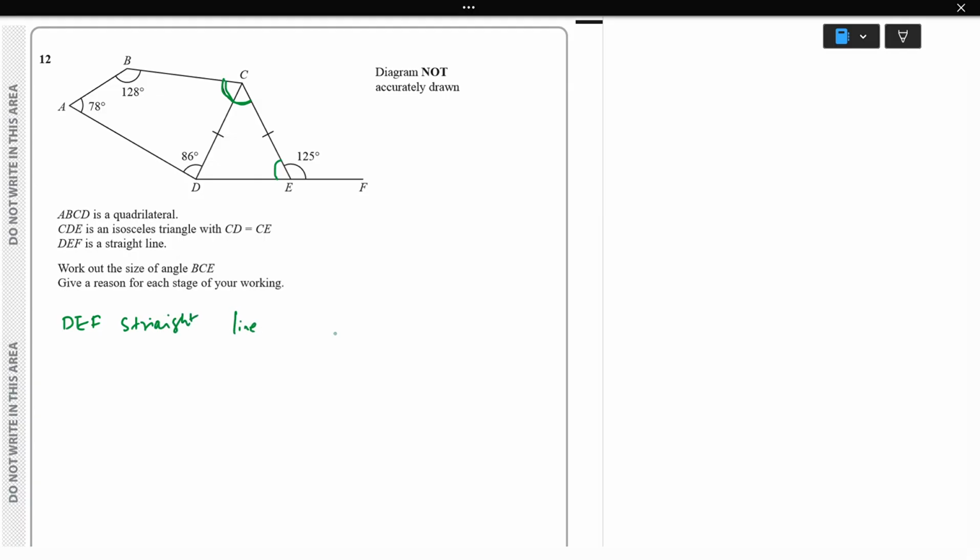Straight line, that means this angle plus this angle is 180 degrees. So angle DEC plus angle CEF equals 180 degrees. One angle we know, which is 125 degrees. So angle DEC plus 125 equals 180 degrees. So angle DEC equals 180 minus 125 degrees. So the answer is going to be 55 degrees. So we know this is 55.